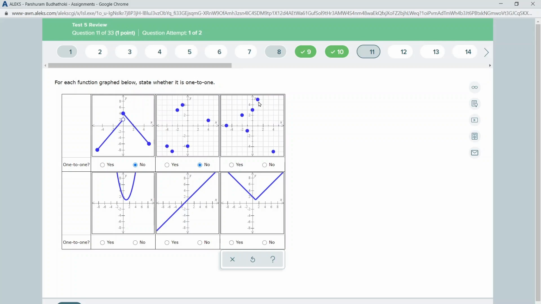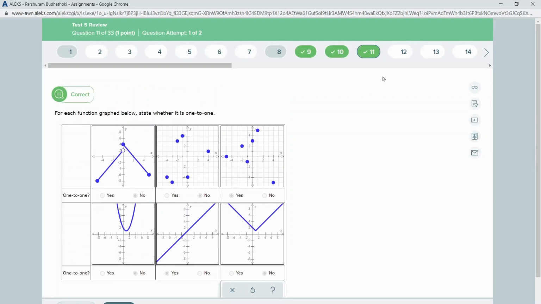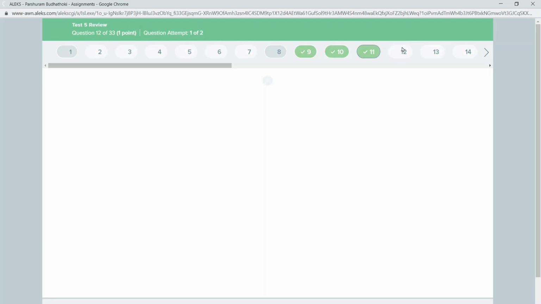Same thing here, 1 point each time, so it's yes. Here, if you draw one horizontal line, it will cross 2 points on this graph, so it's no. This is one-to-one because no horizontal line will intersect more than 1 point. This one is not, because if you draw any line above here, it will cross more than 1 point. So this is the horizontal line test. Let's go to the next problem.